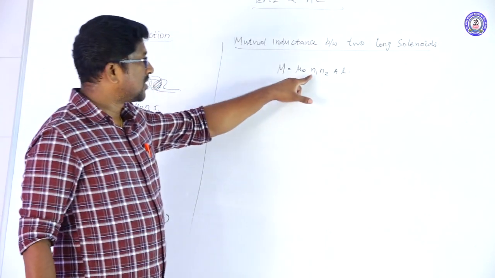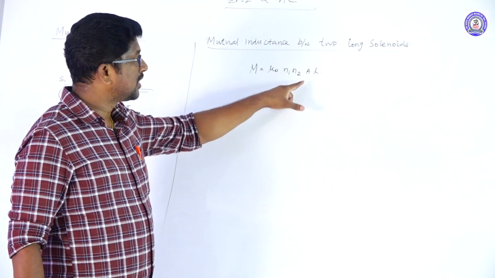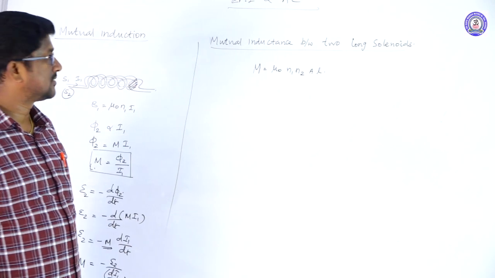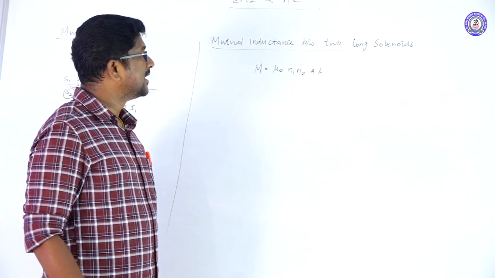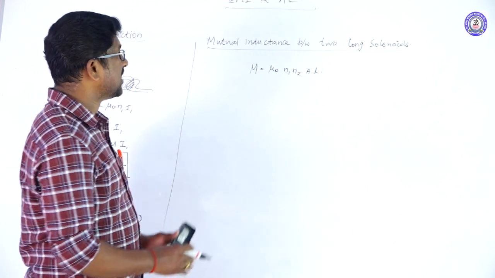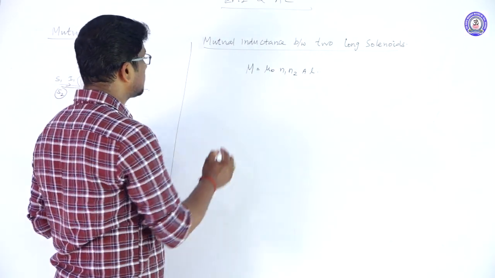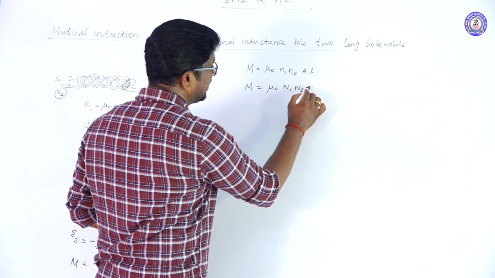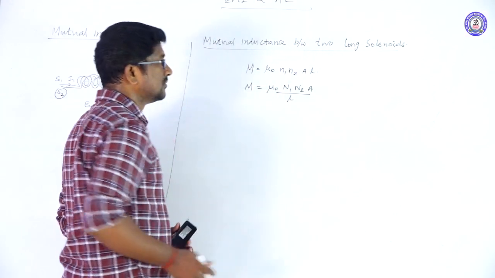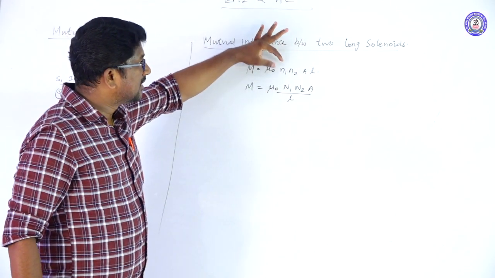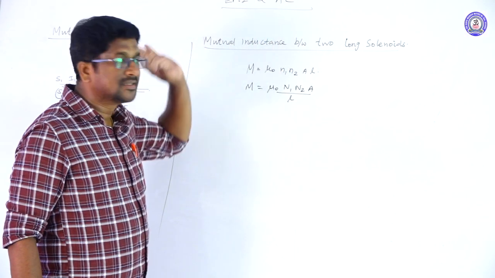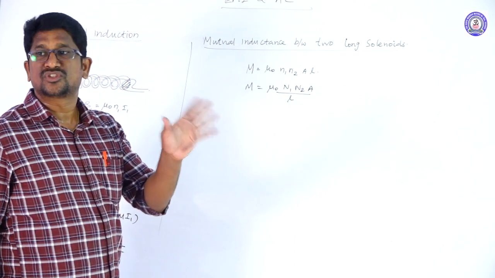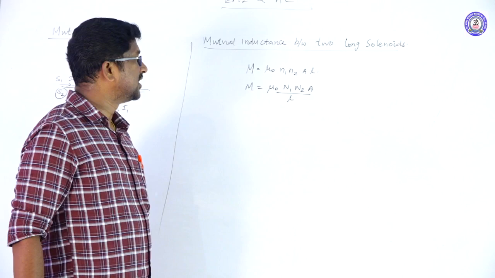So, if you know the number of turns per unit length of the first and second solenoids, the area of cross section and the length, we can calculate the mutual inductance between the two coils. It is given by M is equal to mu naught n1 n2 A into l. In terms of total number of turns, M is equal to mu naught N1 N2 A divided by l. Small n1 and n2 are the number of turns per unit length of the first and second solenoids. Capital N1 and N2 are the total number of turns in the first and second solenoids. So this is the mutual inductance formula.